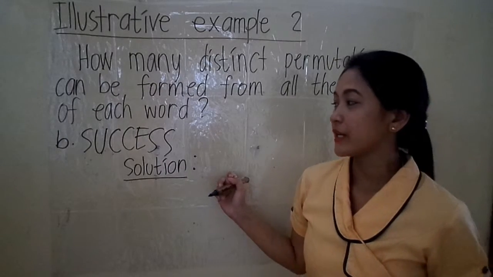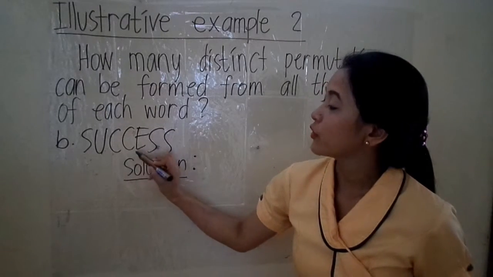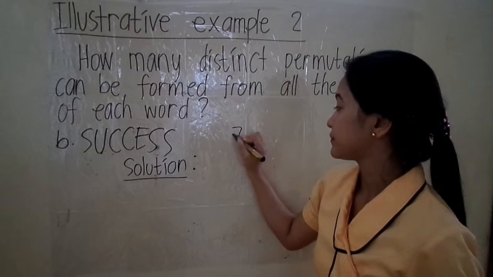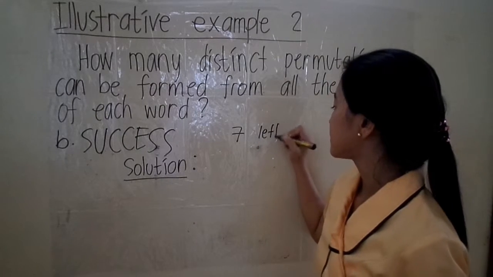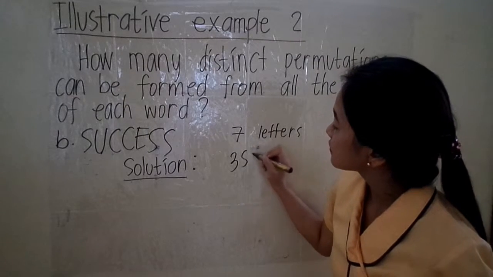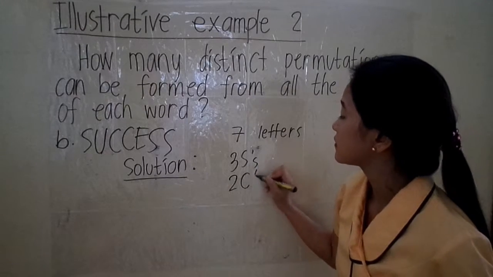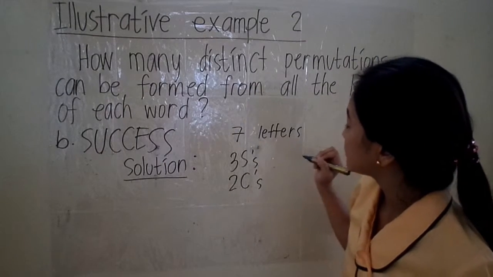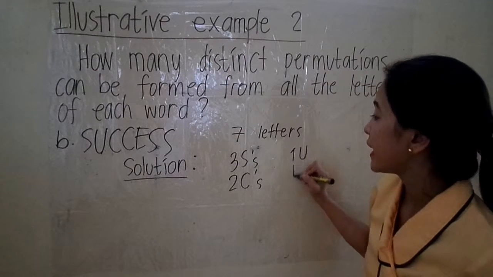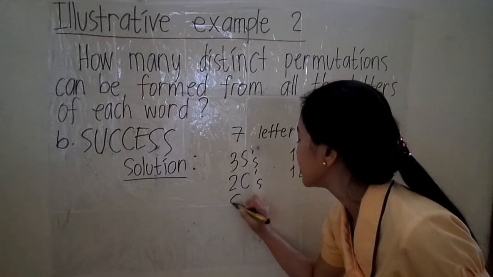The second word is success. So there are 1, 2, 3, 4, 5, 6, 7. So there are 7 letters in the word success, having 3 S's, 2 C's, 1 U, and 1 E.